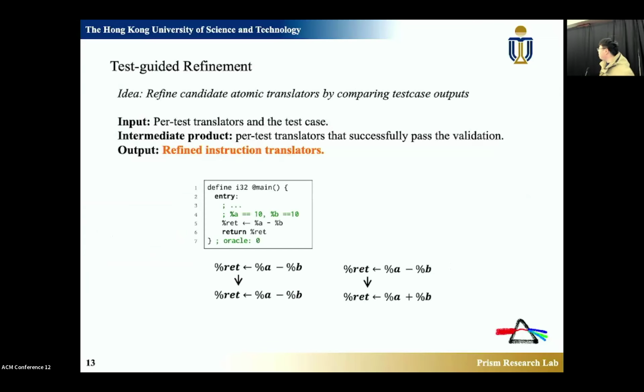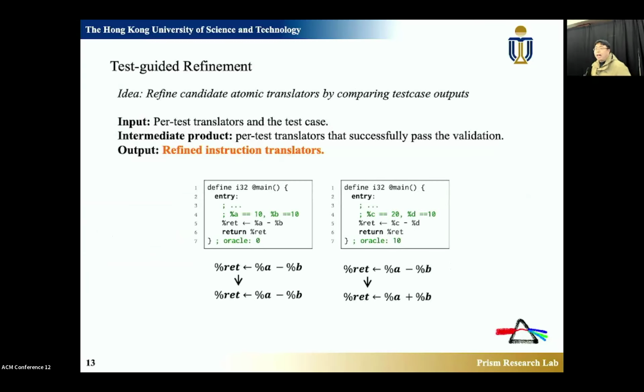Next, we can achieve the validation to find some incorrect translators for each instruction. Let's go back to this example again. Our synthesizer may identify these 2 translators for the subtraction. But actually, the second one is not correct because the return value of this case is 0. Even if we translate this subtraction to addition, the return value is still equal to 0. So such a test case is not powerful enough to distinguish the incorrect one from the correct translator.